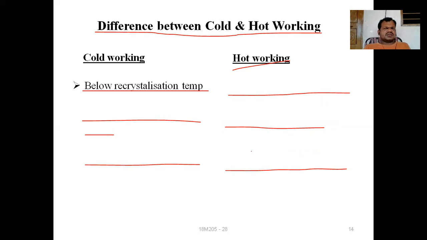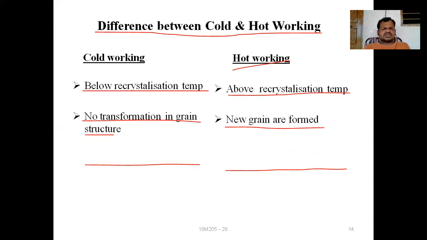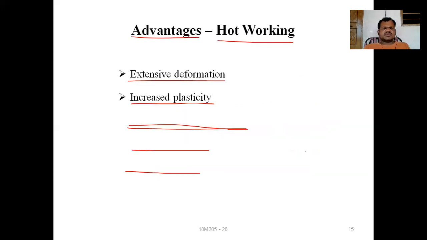Cold working is below the recrystallization temperature, and hot working is above the recrystallization temperature. In cold working there is no transformation in grain structure, and in the hot working process, new grains are formed due to high temperature. Considerable, more extensive deformation will be obtained here.